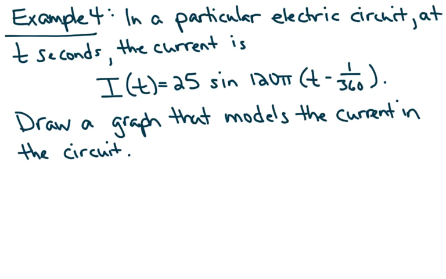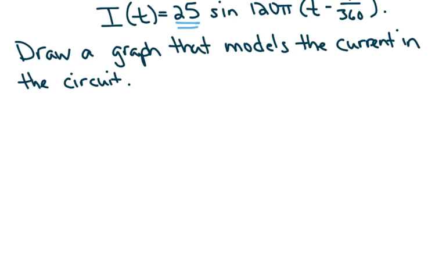Let's do another example. In a particular electric circuit at t seconds, the current is I of t is equal to 25 sine of 120 pi t minus 1 over 360. Draw the graph that models the current in the circuit. So, when you do these problems, the first thing you do is you look for a midline. There's no midline because there's no plus or minus a number here at the end, except for 0. That means the graph is going to oscillate about the x-axis because that's y equals 0. Okay, next. Then you're going to find the amplitude, and the amplitude is 25.